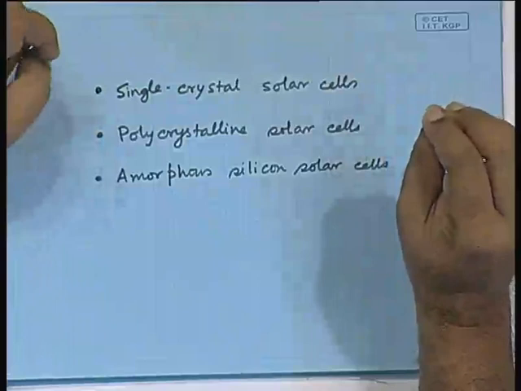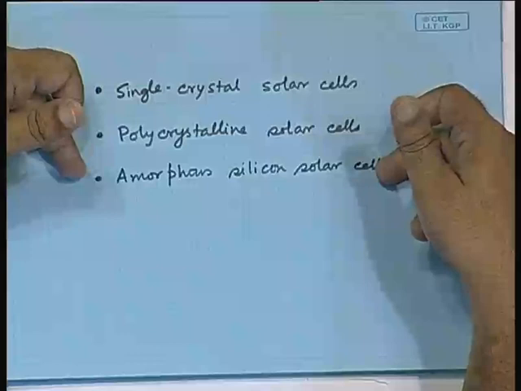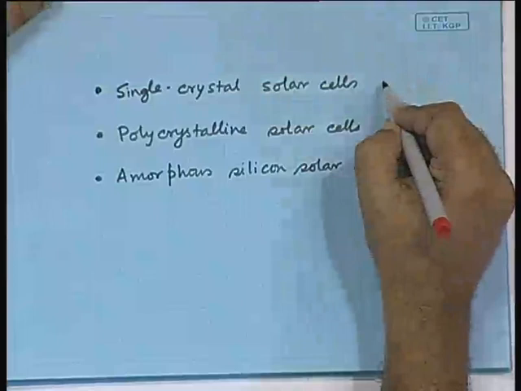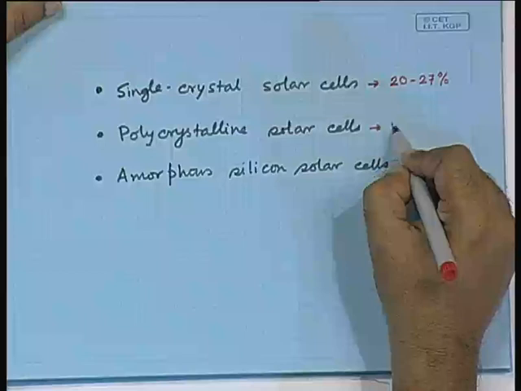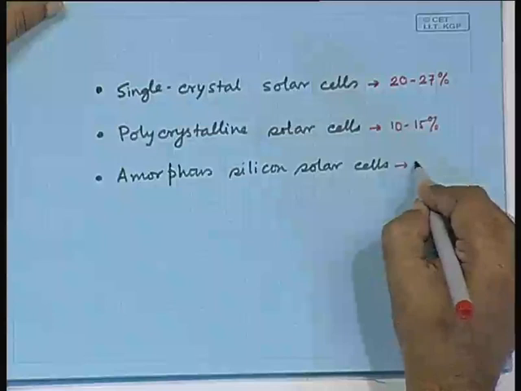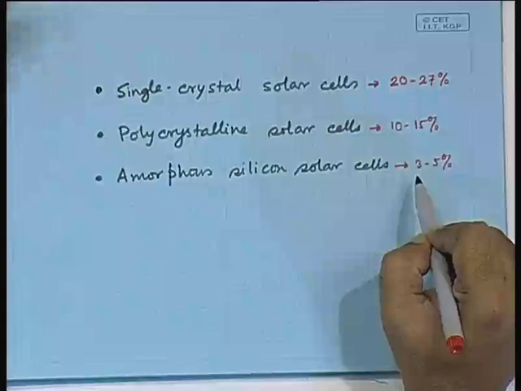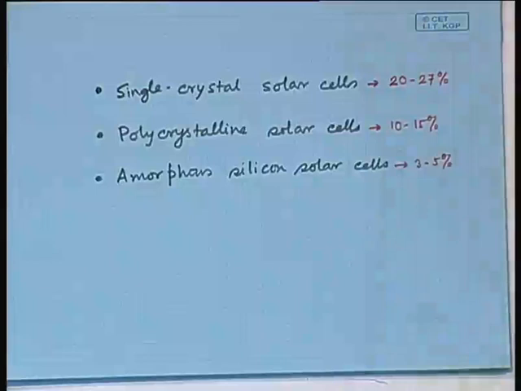Now, the efficiency of the polycrystalline solar cell would be of the order of 10% to 15%, and the efficiency of the amorphous silicon solar cells would be of the order of 3% to 5%. Okay. So, this is very less efficient, this is medium, and this is reasonably high efficiency. So, here the efficiency is somewhere between 20 to 27%, here it is say 10 to 15%, and here it is 3 to 5%. So, naturally, we need to understand how to make these, and that should tell you how the solar cells are actually manufactured.